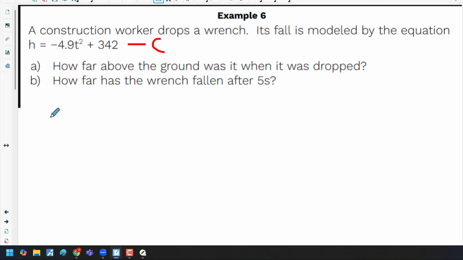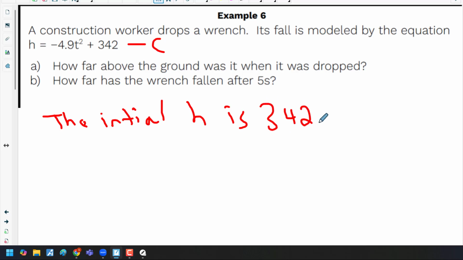So A, the answer is the initial height, or, the initial height's fine. Initial height is 342 meters, or the height was 342 meters when it was initially dropped.